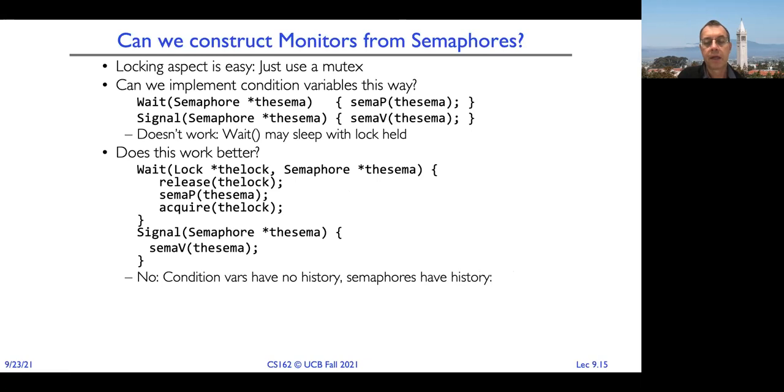One of the reasons is that condition variables have no history, in the sense that if I signal you 5 times, you are going to be woken only once. But semaphores have history.